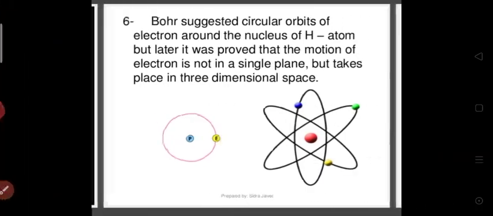Then Bohr suggested circular orbits of the electron around the nucleus of the hydrogen atom. But later it was proved that the motion of the electron is not in a single plane, but it takes place in three-dimensional space. Means this model is actually like this. So it is not a single plane model.